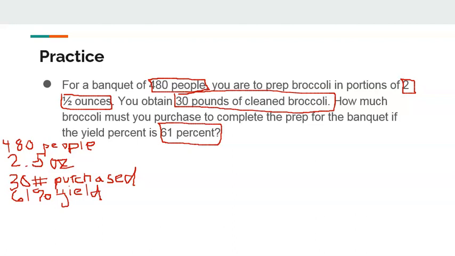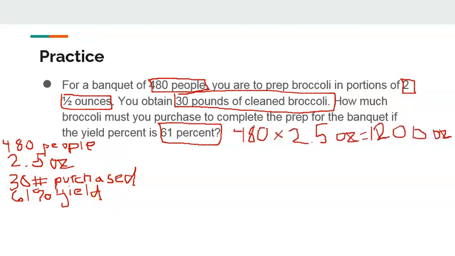So as you can see, I've already circled all the important information in red, and I've written it here in the corner. So there's 480 people. We have 2.5 ounce servings. 30 pounds have already been purchased, cleaned, and then our broccoli that we're going to purchase has a 61% yield. So the first step is we need to know how many ounces we need total to feed the 480 people.